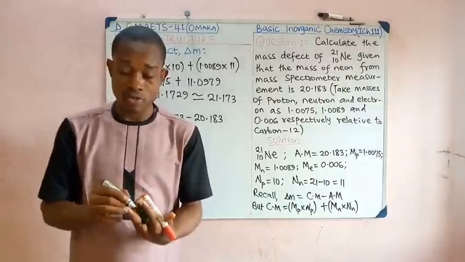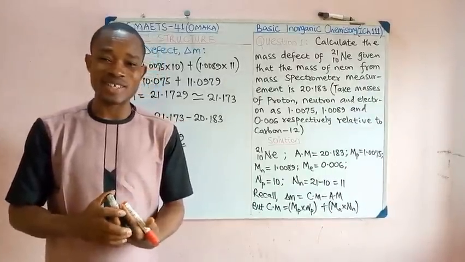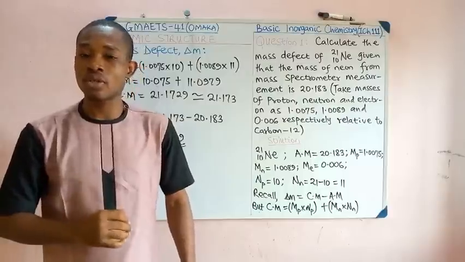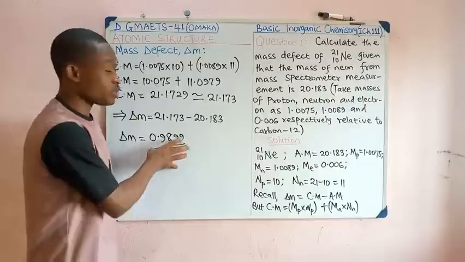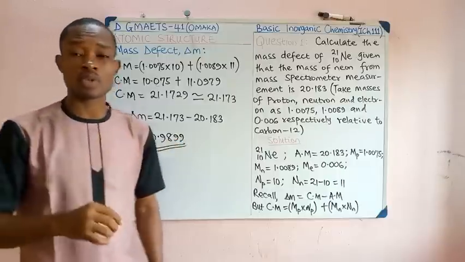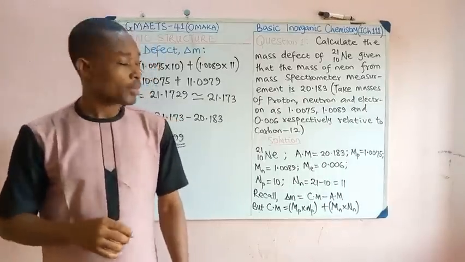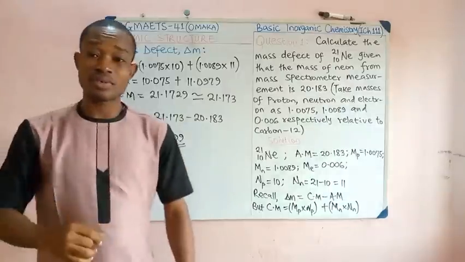You see, it's possible for us to convert this mass to energy using Einstein's energy equation. All we need to do is to multiply this by the square of 3 times 10 raised to the power 8. That's the speed of light. Anyway, for this question, this is the answer.